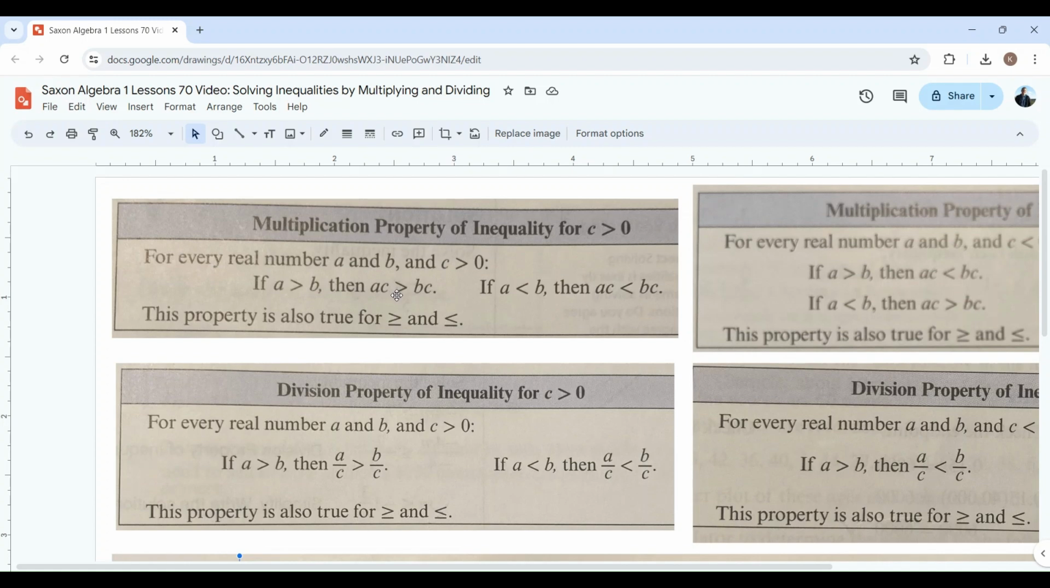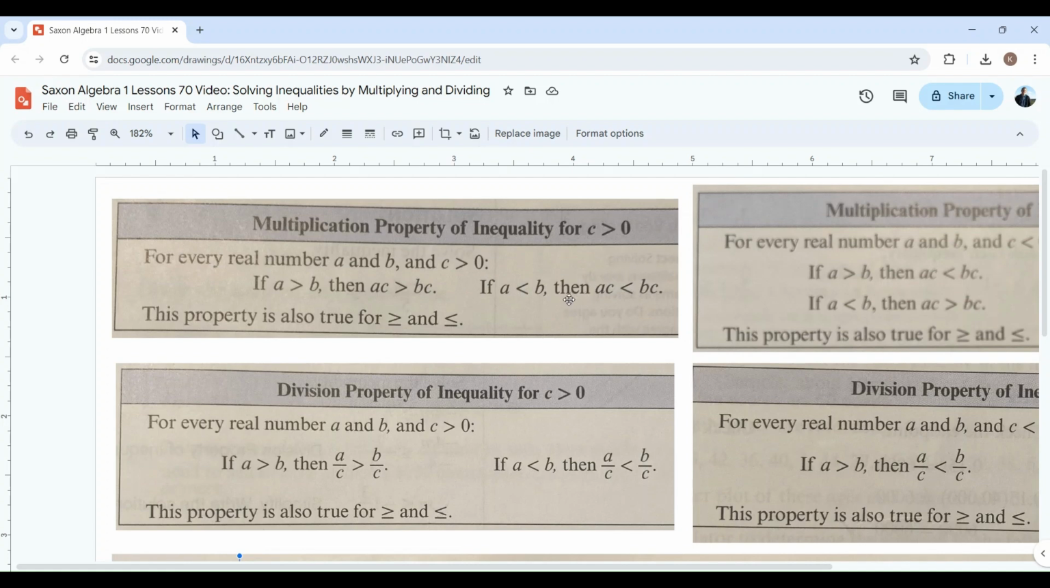Nothing interesting, okay? We can multiply both sides of an inequality by C, and the inequality stays exactly the same. Notice the sign is pointing the same direction. It's just AC is greater than BC. The same is true if it's less than. If A is less than B, multiply both sides by C, and C is a positive number, the inequality sign stays the same.